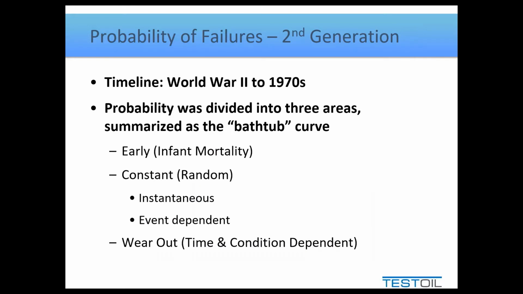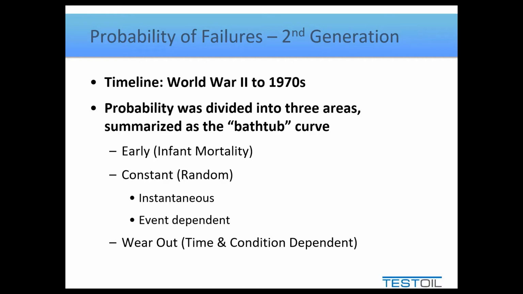So this is what got us started on paying attention to the probability, and it quickly evolved into a newer way of thinking that lasted for about 30 years. This was what spawned the bathtub curve, which we'll get into in a second, and we'll talk about why it doesn't work very well. But the interesting side of it is that they viewed probability 3 different ways. They had what they called an early, a constant, and a wear-out curve that they could plot the probability of failure on. Now, over the years, we've renamed these, and you might be more familiar with the term infant mortality rather than early.